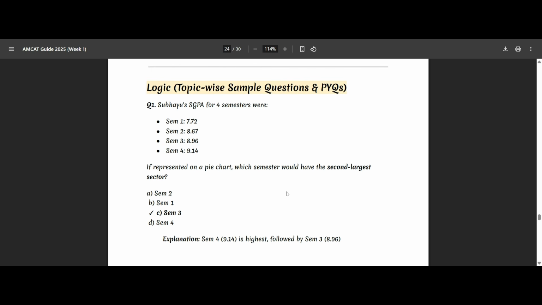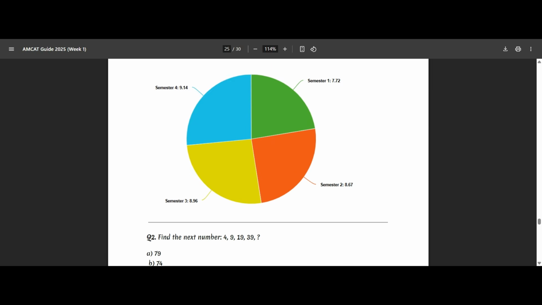If represented on a pie chart, which semester would have the second largest sector? Mind you, not the largest, but second largest. So, we see in third semester I scored 8.96 and fourth sem 9.14. So, since third one is the second largest, third is the second largest. And who is the largest? Fourth.